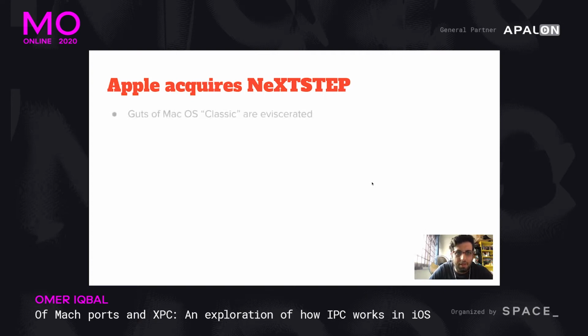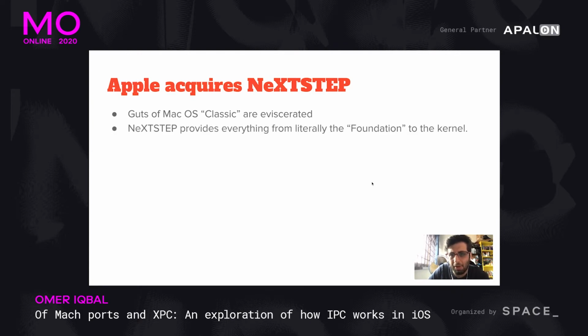So what happened after the NextStep acquisition is that the macOS Classic, the pre-NextStep macOS, was totally destroyed. I mean, nothing remained from there. They kind of redid everything. And NextStep provided everything from the foundation. This is the same NS Foundation that we know and love today, to the kernel. Everything was provided by NextStep.